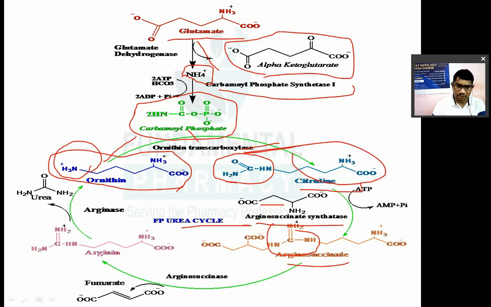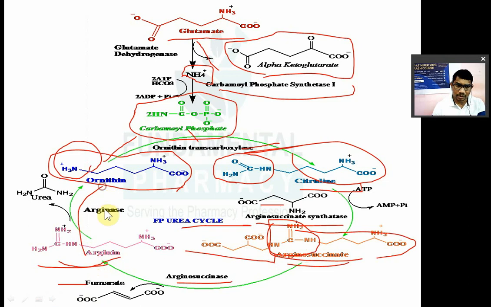Now argininosuccinate is converted into arginine by the enzyme argininosuccinase with the release of fumaric acid. With the release of fumaric acid, this gets released: CO minus, CH2, CH2 bond, CO minus. What remains? Arginine remains. This is arginine. Arginine is converted into ornithine by the enzyme arginase with the release of urea, NH2 C double bond O NH2.